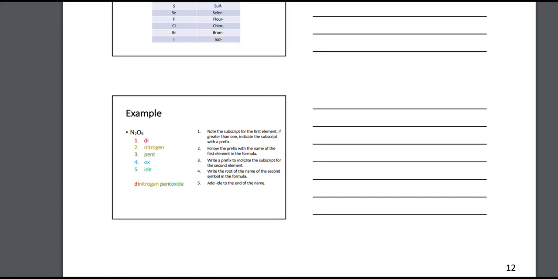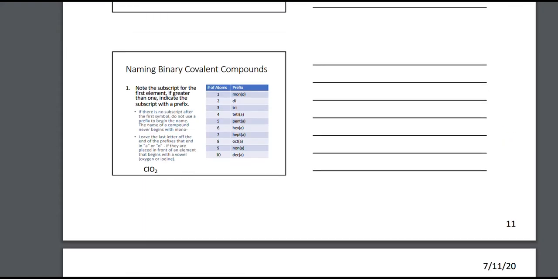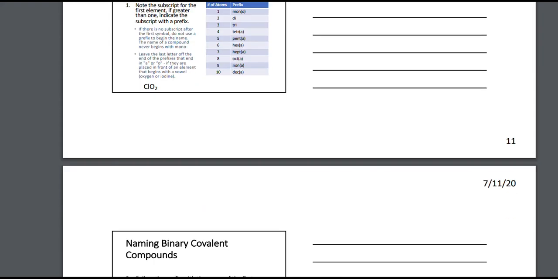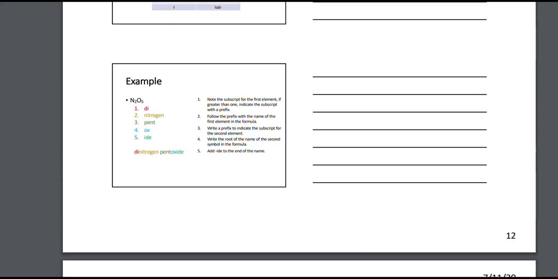So let's follow the rule that we just talked about. First, we need to note the subscript of the first element. What is my first element? It's nitrogen. Okay? When we're saying nitrogen, we see the number 2 next to the nitrogen. That means I have 2 of the nitrogen, correct? If we go back to our prefixes, for 2, we use di. So I will start with di, indicating the number of atoms for the nitrogen. Next, the name of that element. N is nitrogen, so it is dinitrogen.